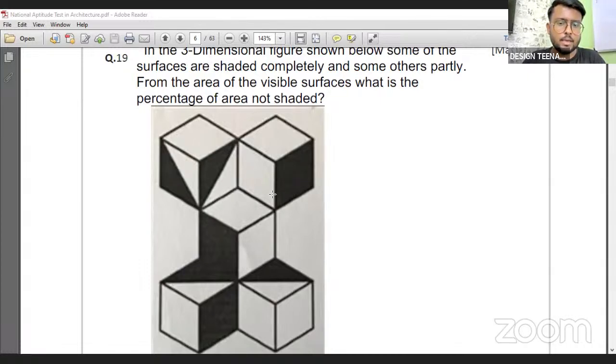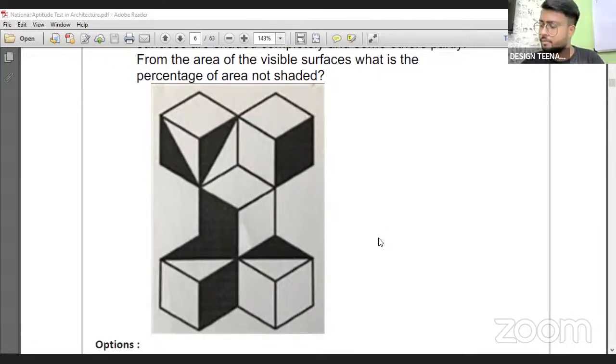1, 2, 3, 4, 5, 6. Wait, 3 over here, 3 over here, 6, 3 over here, 9, again 3 over here, 12, 3 over here, 15. Are 15 surfaces visible? Yes or no? Yes, sir. Out of 15 visible surfaces, if these are all squares, we can consider each side to be x or 1 unit. So what is the visible surface area?